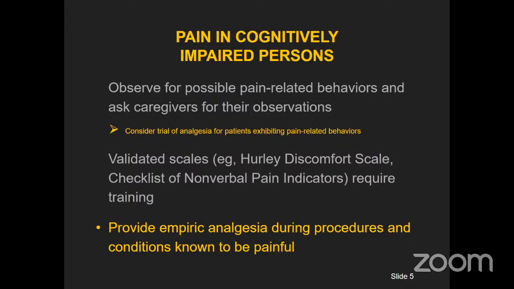Pain in cognitively impaired persons. Observe for possible pain-related behavior and ask caregivers for their observations. Consider a trial of analgesia for patients exhibiting pain-related behaviors. Validated scales, such as the discomfort scale and the checklist of nonverbal pain indicators, require training. Provide empiric analgesia during procedures and conditions known to be painful.